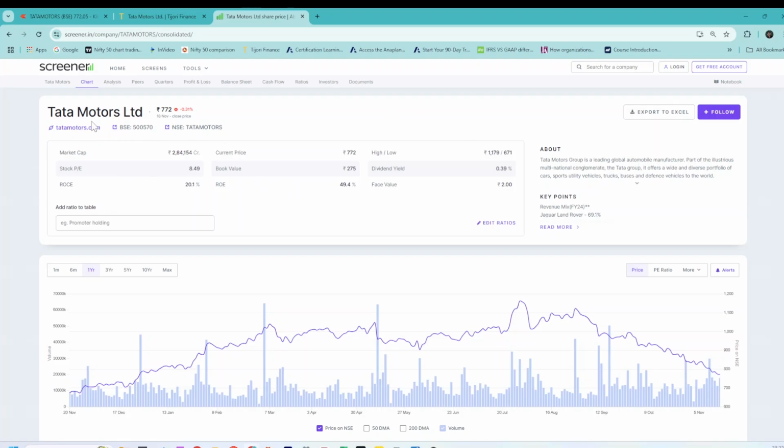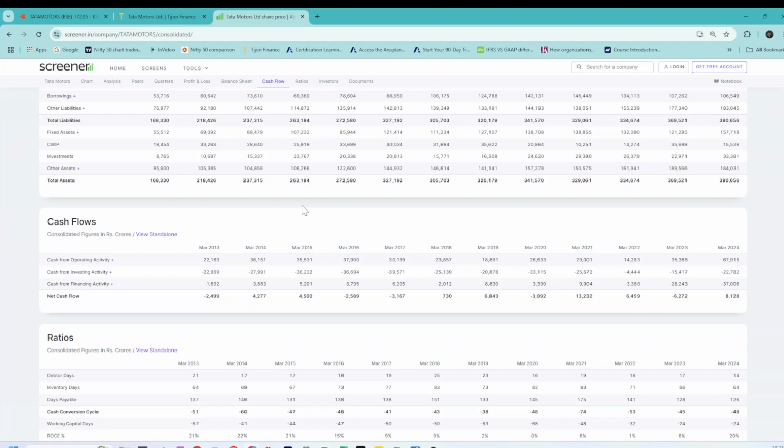At a first glance, these ratios look very impressive, but the devil lies in the detail. Let's dive deeper into the analysis before forming any conclusions. The current stock price is at 772, while its all-time high was 1179. This means the stock is already trading at a 30% discount from its peak. We will discuss this in detail during the technical chart section of this video. So let's get started.